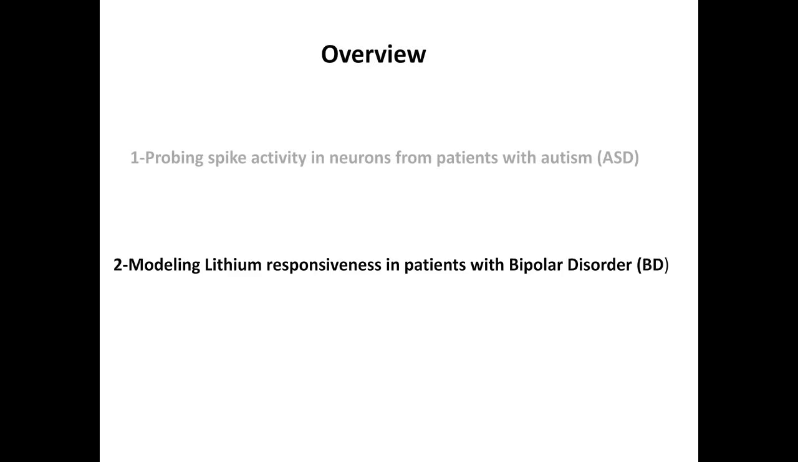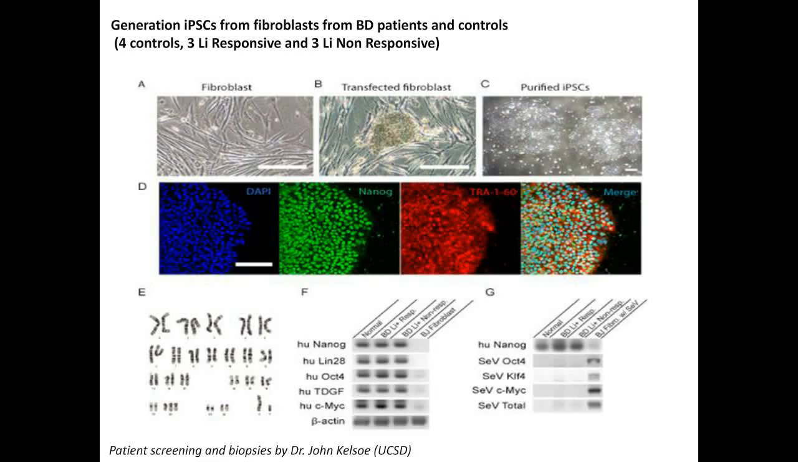So next, we turned to study another neuropsychiatric disease which has very little treatment available, and this is bipolar disorder. We generated in the lab iPSCs from fibroblasts from bipolar patients that were responsive or non-responsive to lithium treatment and from controls. Lithium is one of the few drugs used for bipolar disorder and works as a mood stabilizer. Our patients were screened and biopsies were performed under the supervision of John Kelso in UCSD.